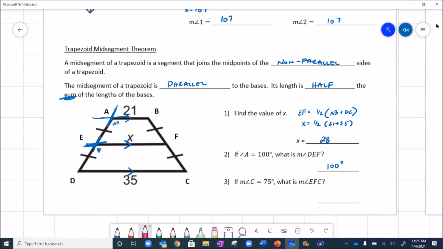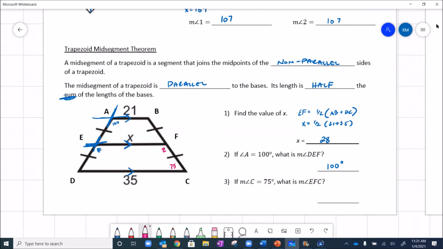And then finally, if the measure of angle C is 75, so I'm going to do this in red or magenta. The measure of angle C is 75 degrees. What is the measure of angle EFC? EFC right here. What is the measure of that angle?